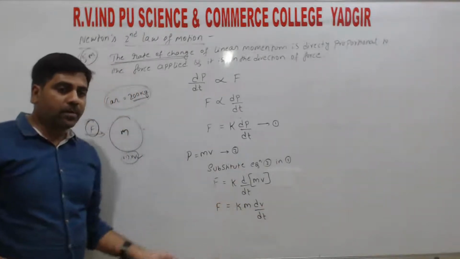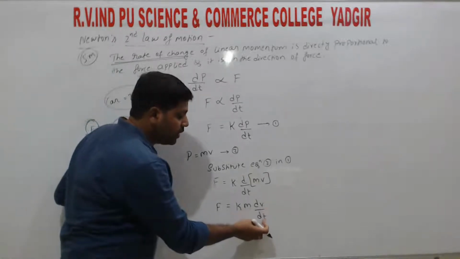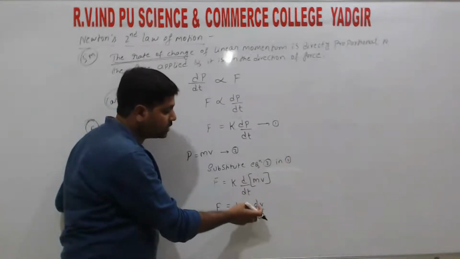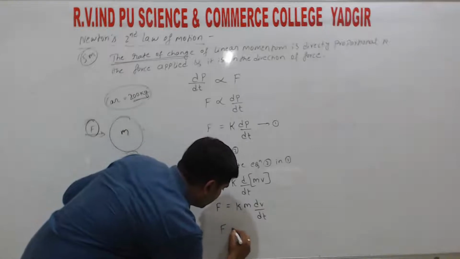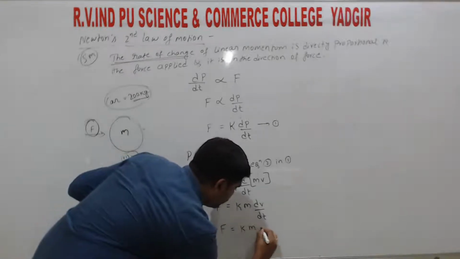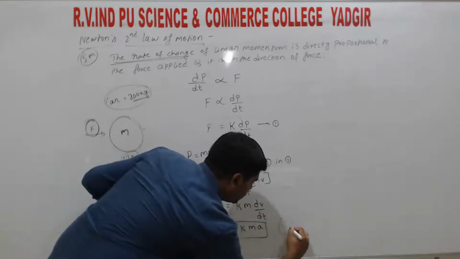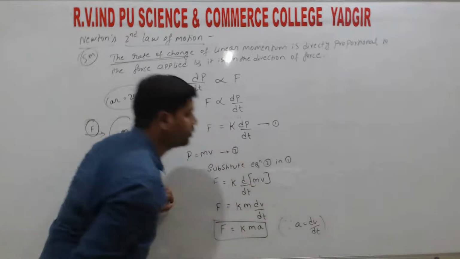So from the first chapter, that is motion in a straight line, dV by dt, change in velocity with respect to change in time, that is rate of change of velocity. We call that acceleration, right? F is equals to K into M into a, right? Because a is equals to dV by dt.